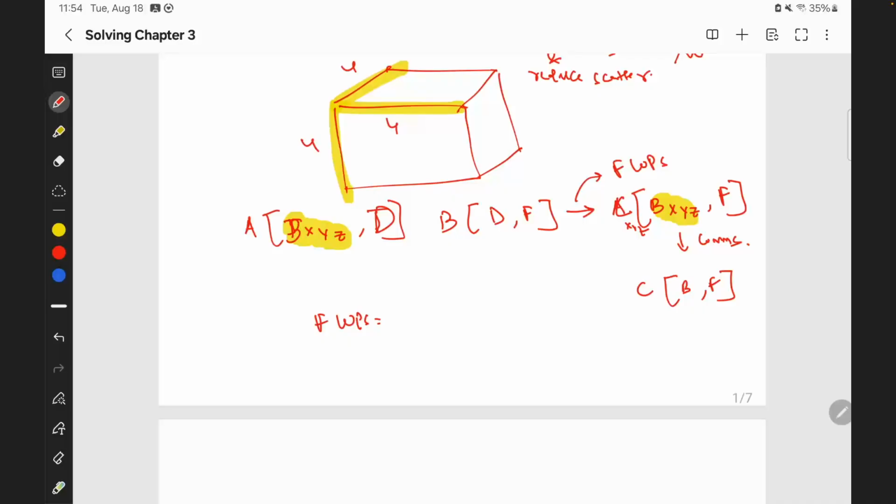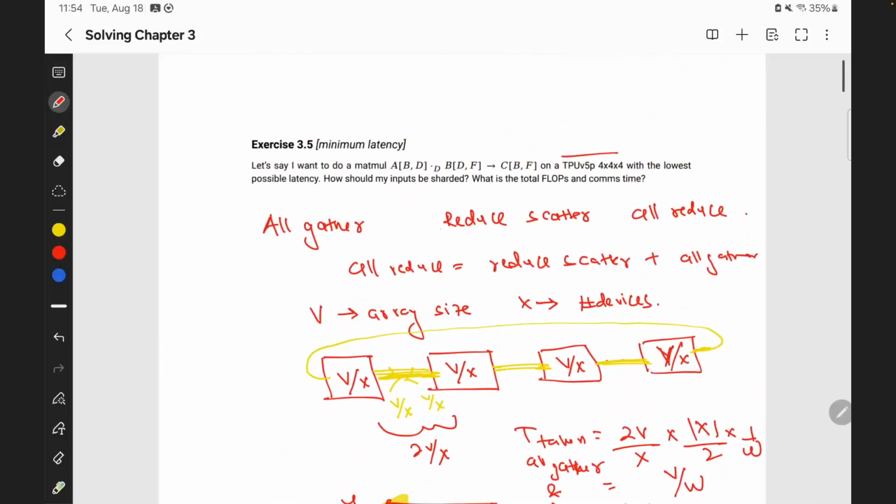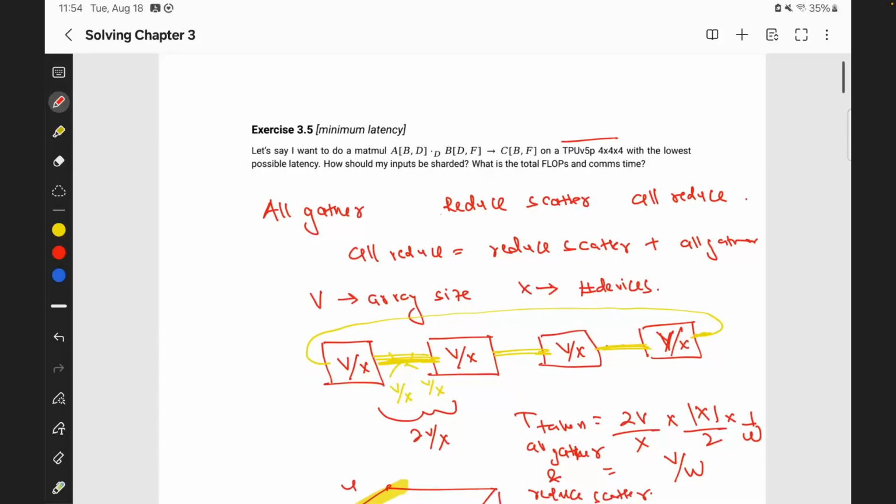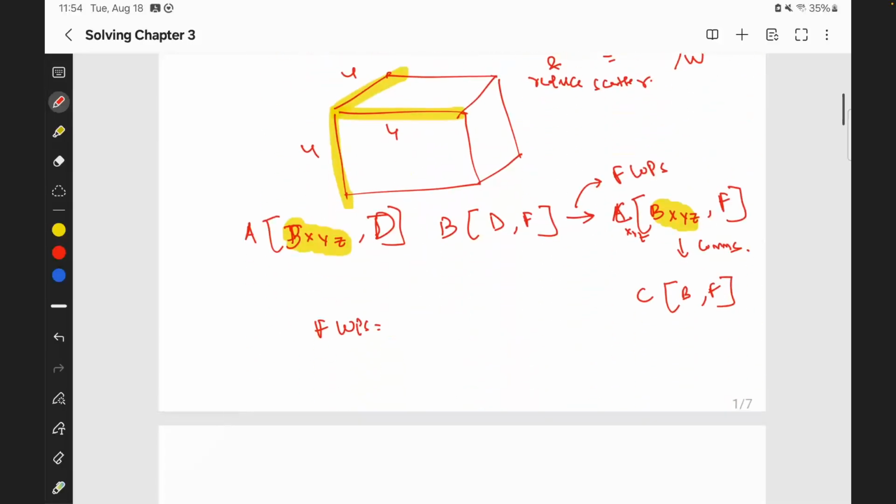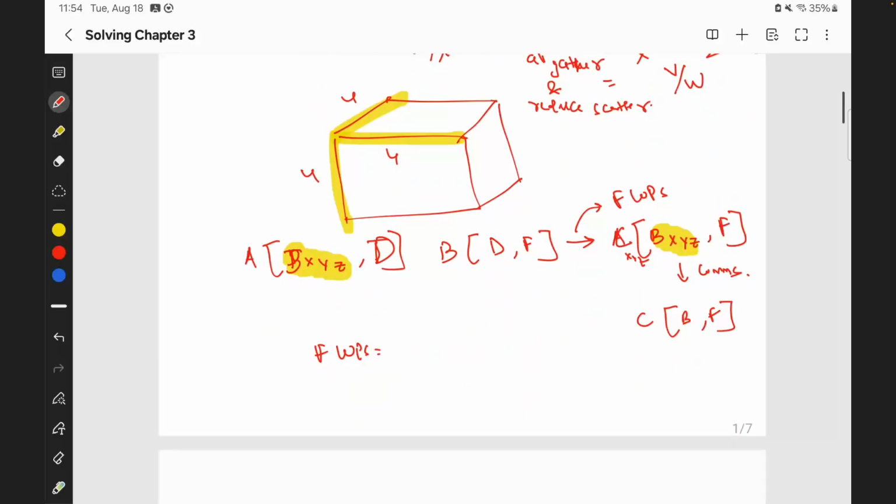So this b in the matrix A, the b row, is sharded across the three axes. So it will be of value b by 4, because it is sharded across the four dimensions, like here x, y, and z. It is sharded across four of them.